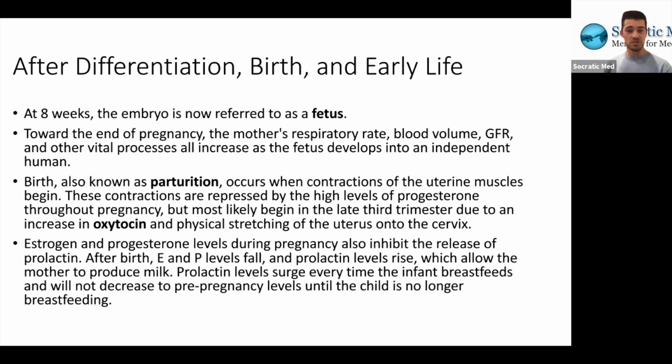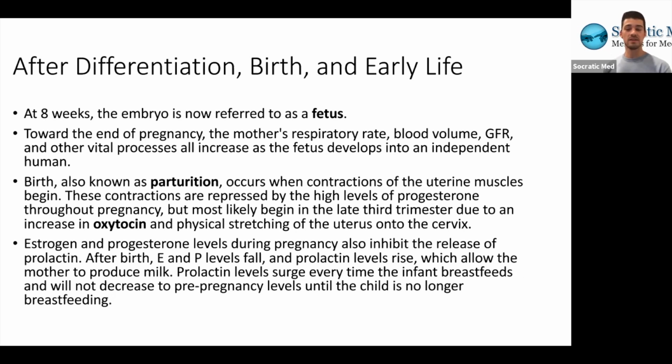So estrogen and progesterone levels during pregnancy also inhibit the release of prolactin. So prolactin is responsible for milk letdown. So after birth, estrogen and progesterone levels fall and prolactin levels rise. So when prolactin levels rise, that allows the mother to produce milk. So prolactin levels surge actually every time the infant breastfeeds.